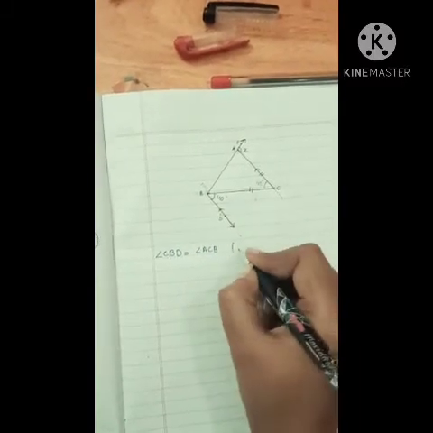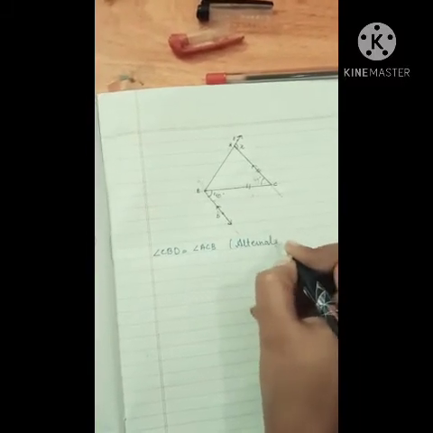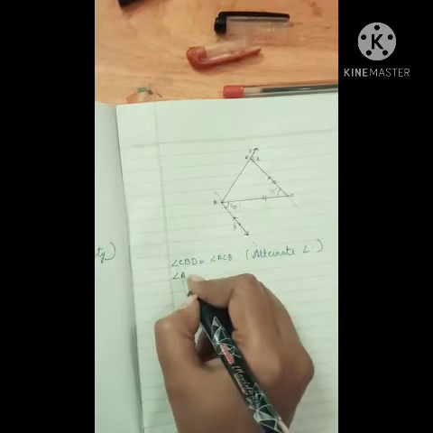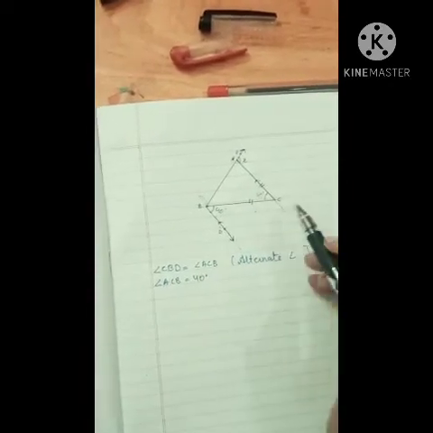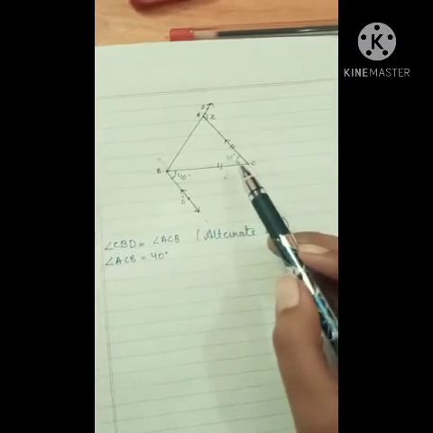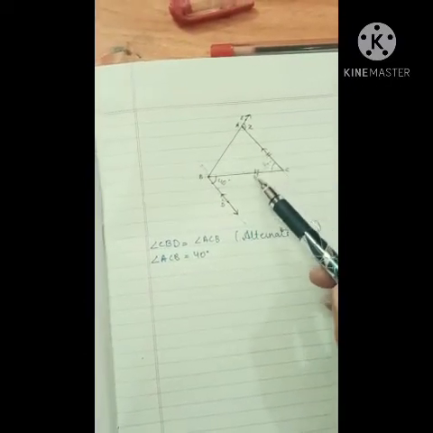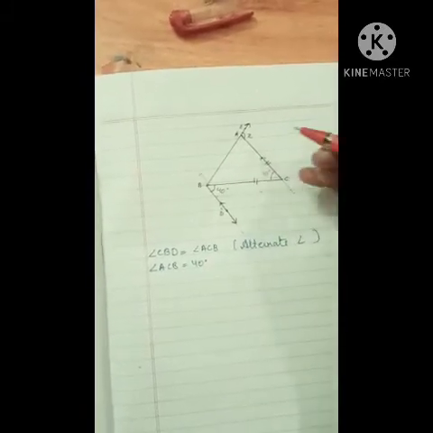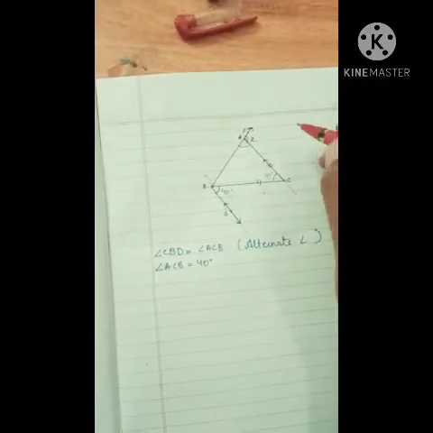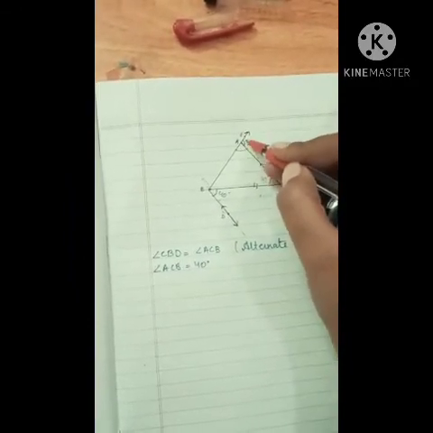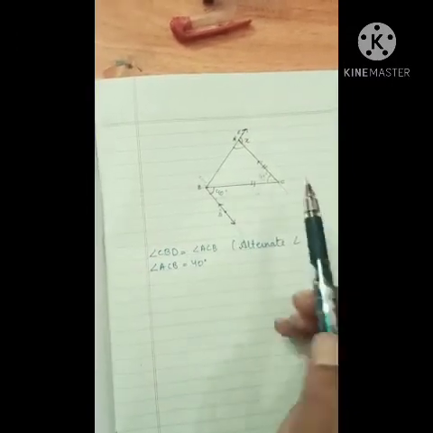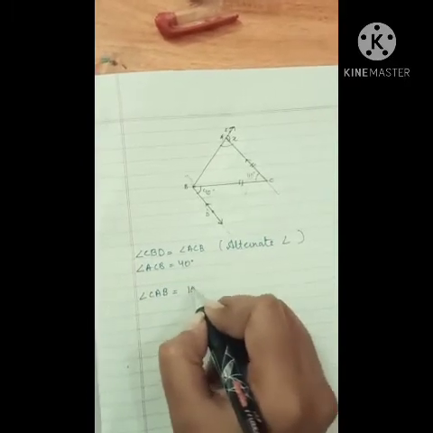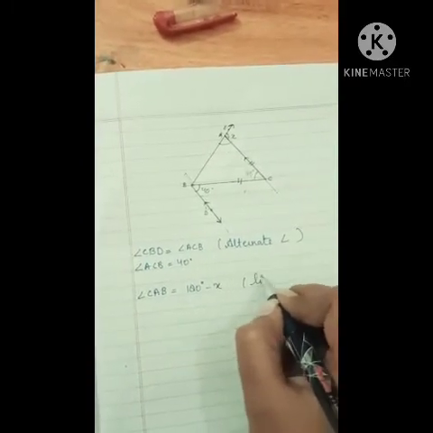Why? They are alternate angles. So angle ACB is equal to what? Angle ACB is equal to 40 degrees. Okay, this angle is 40 degrees. Now these two sides are equal and this angle is x. So we'll find this angle. What would be this angle? These two angles are forming a linear pair, right? So this angle CAB is what? Angle CAB is equal to 180 degrees minus x because they are forming a linear pair.